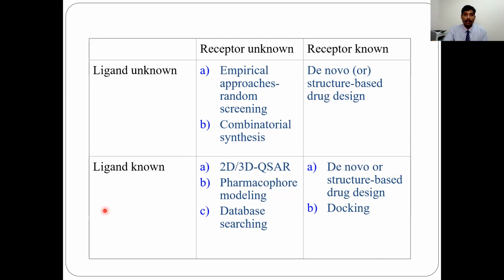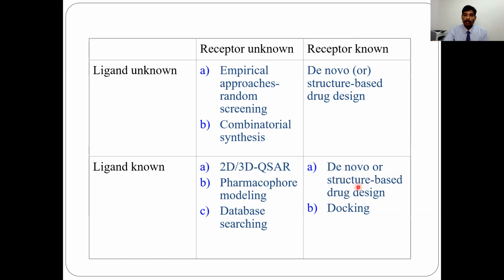Ligand known, but receptor unknown. So that means we know which molecule is binding to the receptor, but we don't know the receptor structure. So then we go for QSAR, pharmacophore modeling or database screening, searching. So this we will see in the next slide, how it works.